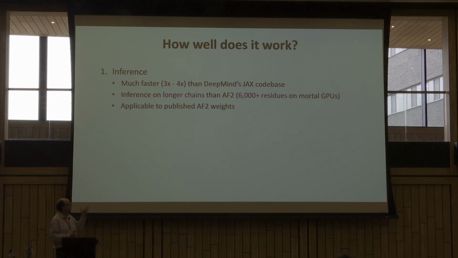And what we also support is longer chains, so you can infer much larger proteins or protein complexes than you could with AlphaFold 2, including something like 6,200 residues, I believe, on a single 80 GB GPU. A fairly beefy GPU, but a commercially available GPU.